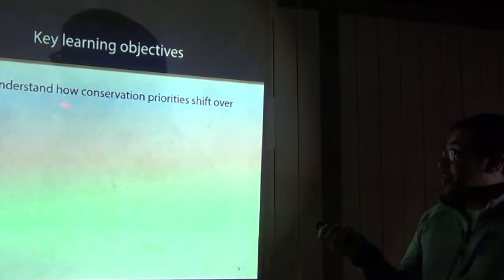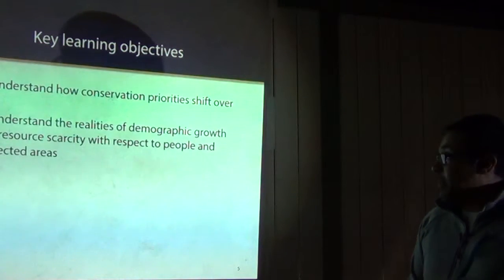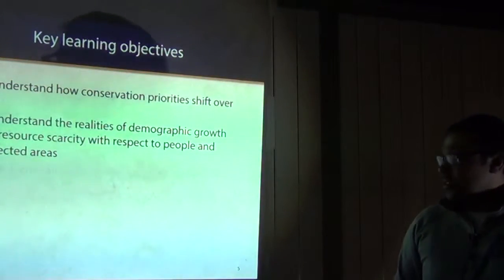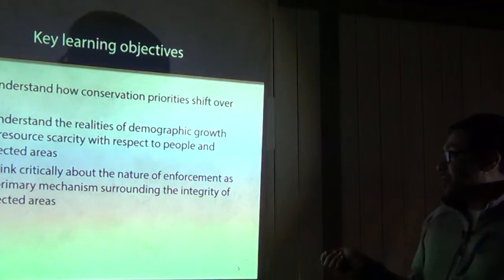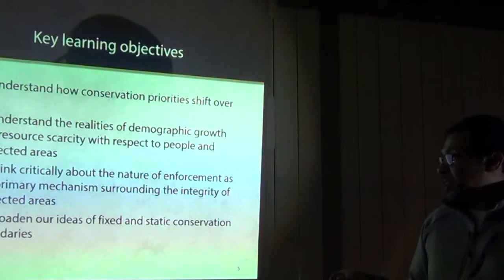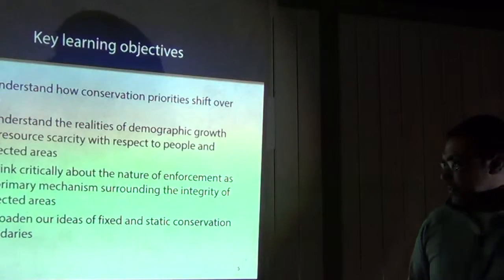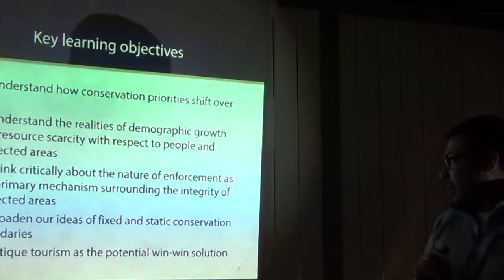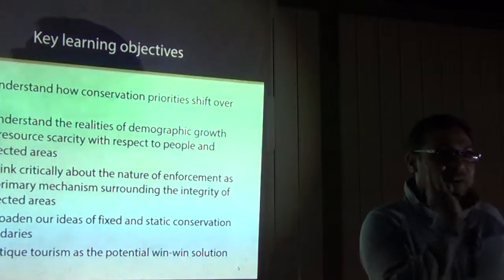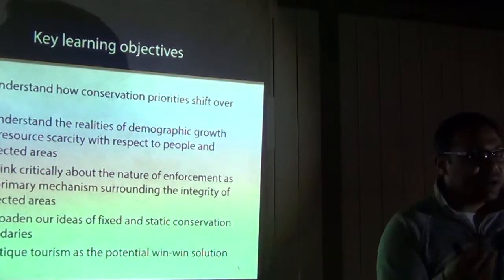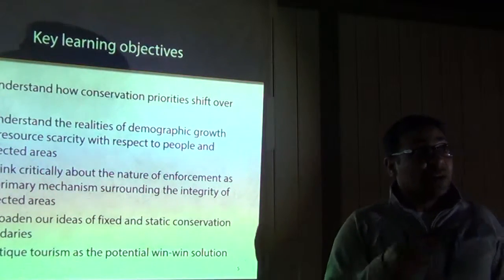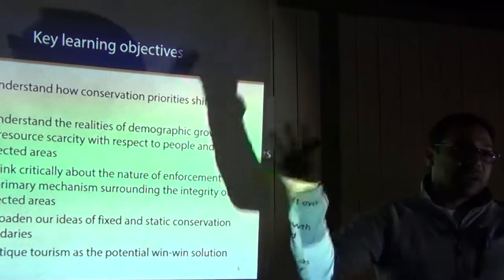So our objectives are to understand how conservation priorities shift over time, to understand the realities of demographic growth and resource scarcity with respect to people and protected areas, to think critically about the nature of enforcement as a primary mechanism surrounding the integrity of protected areas, to broaden our ideas of fixed and static conservation boundaries, and to critique tourism as the potential win-win solution. Okay? We've heard very many of the positive aspects of why tourism is important, provides employment, brings in tourist revenue, helps generate park proceeds that will go funded into conservation and so on. And that's a pretty one-sided conversation without looking at the broader aspects. Okay?